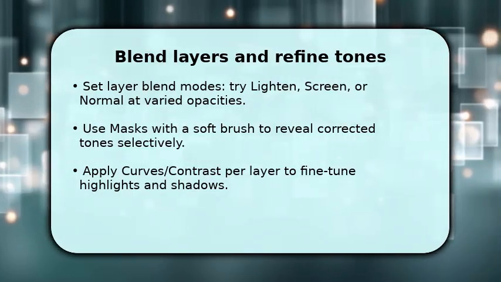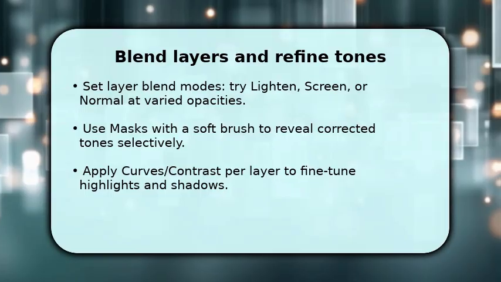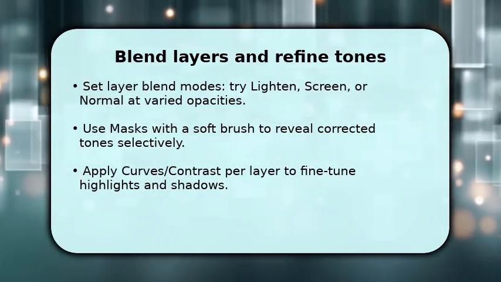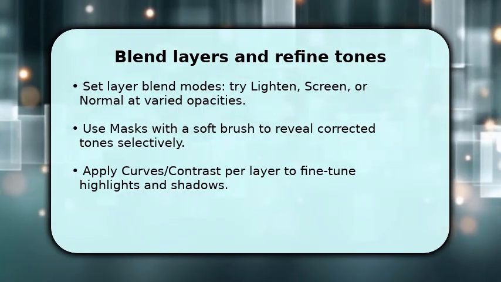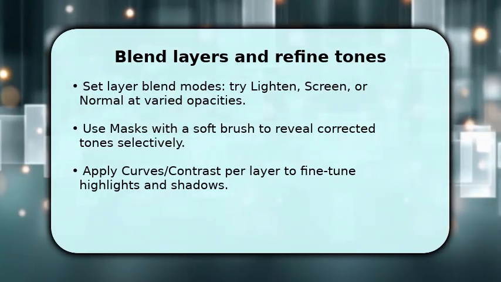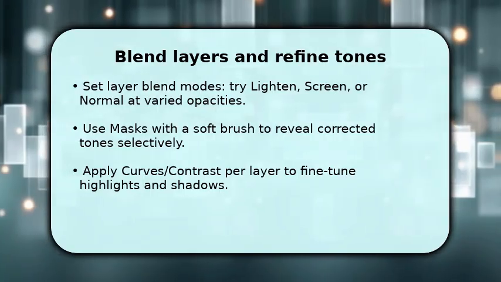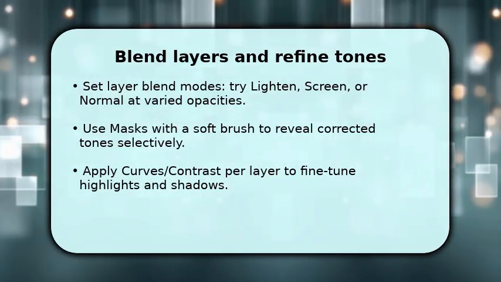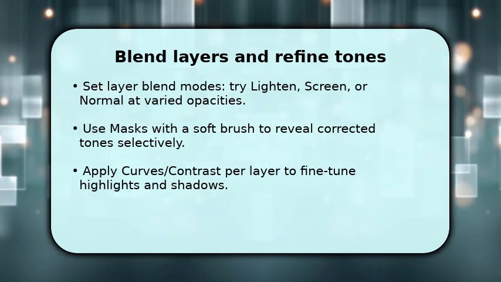Once a mode helps, add a layer mask and paint with a soft brush to reveal only the improved areas. Focus on skies, faces, and shadowed textures. After masking, use curves and contrast on each layer to balance color and detail. This localized control is why manual blending beats automatic filters for realistic HDR.